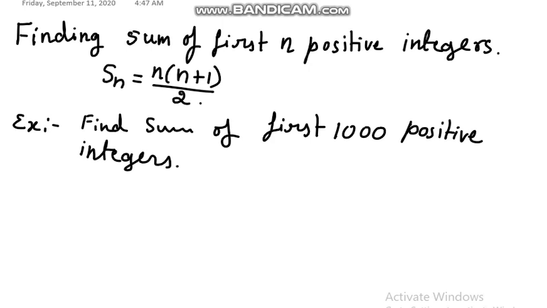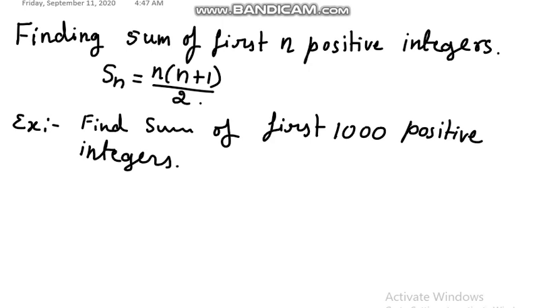Dear students, now let us learn how to find the sum of the first n positive integers, and the formula is Sn is equal to n into (n plus 1) divided by 2. Here I have taken one example. Find the sum of the first 1000 positive integers.